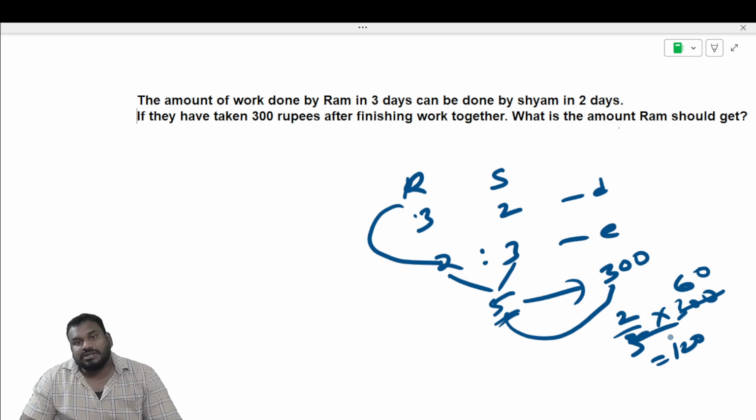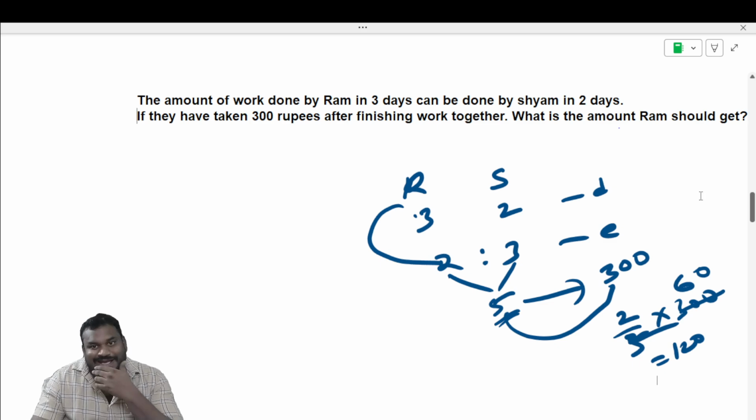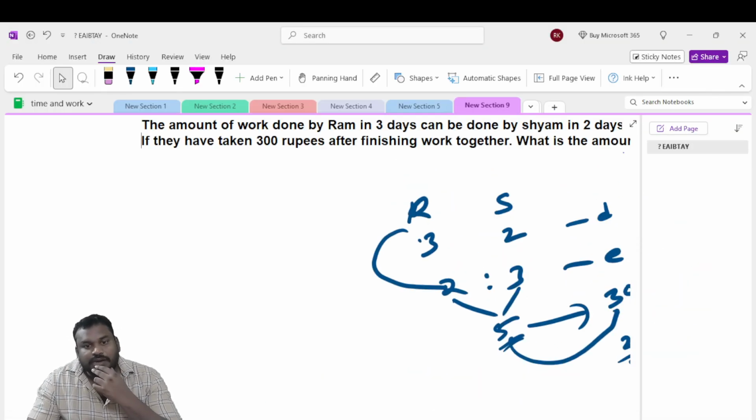Ram's capacity is less. So Ram will get 120 and Sham will get 180. So that's how you have to do this type of question. I hope you are following it.